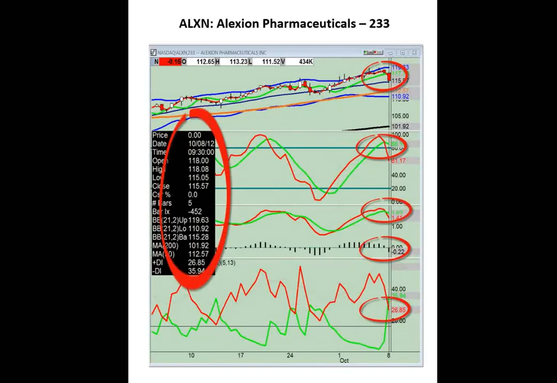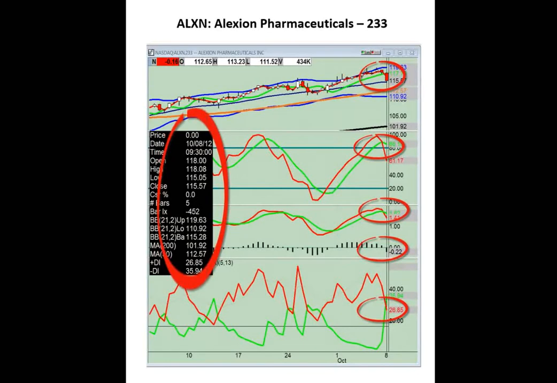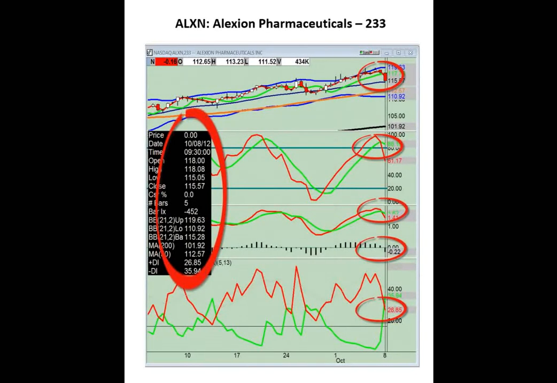And then you've got the 50 MA at 112.5, right? And that's the orange line. It's a little bit hidden under that red circle, but that's the value there.